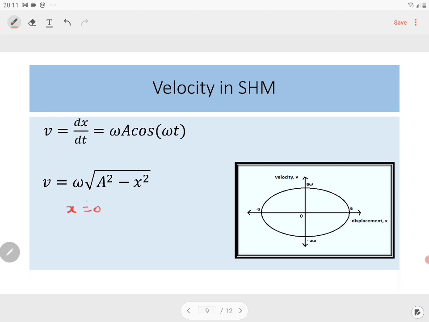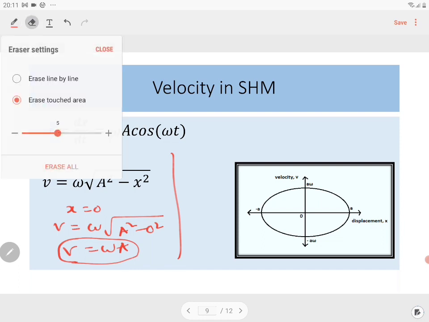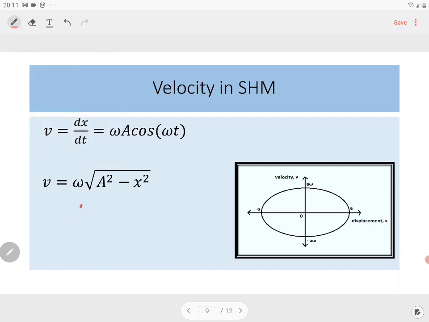Children, we can substitute x equal to 0. X equal to 0, so what is the speed? V equal to omega root over a square minus 0 square, so v is equal to omega a. That's how we get the speed at the mean point. This is the maximum speed. And what is the speed at the extreme points? Substitute x is equal to plus or minus a, then v is equal to omega root over a square minus a square, which is equal to 0. So at extreme points the speed is 0, and at the mean point the speed is maximum.